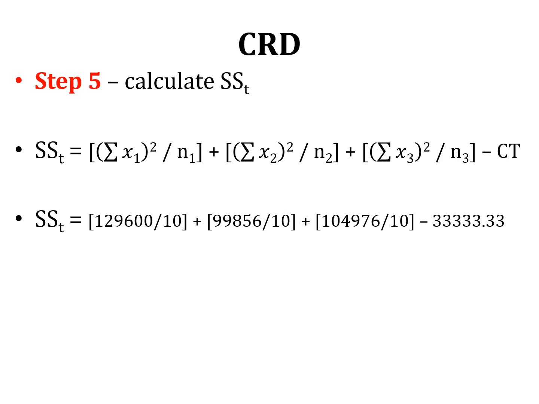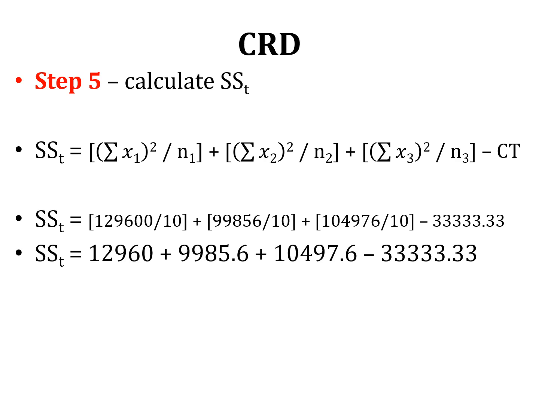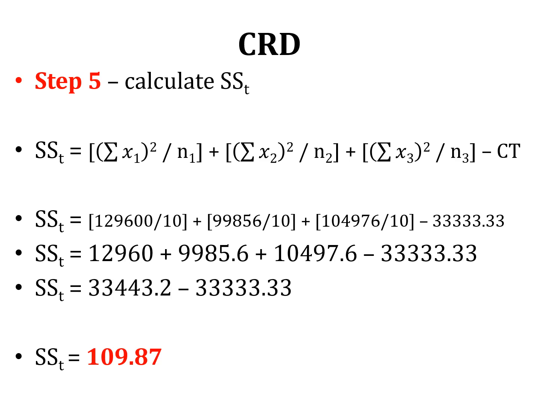Now we have to calculate the treatment sum of squares, which is between samples. For that purpose, we take the summation x1 whole square, divided by the number of observations in sample number 1, plus the same factors for the other two samples, and then their sum is subtracted from the correction term. We solve these values, and we see that the treatment sum of squares is 109.87. So now we have calculated two sums of squares, the total sum of squares and the treatment sum of squares.